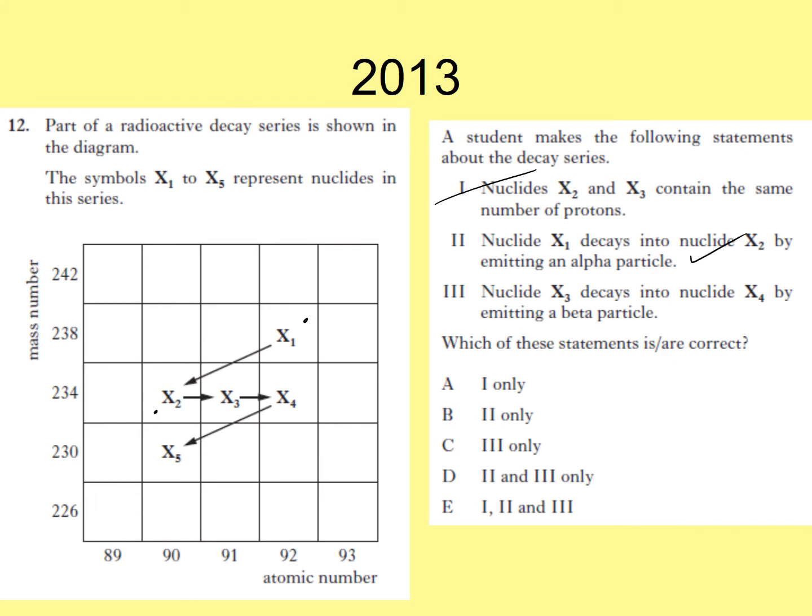Nuclide X3 decays into nuclide X4 by emitting a beta particle. Let's have a look. We go from an atomic number of 91 to an atomic number of 92. So we've added 1 onto the atomic number, but remained at the same mass. So again, that is definitely true. So statement 2 and statement 3 only are correct. So that's D.